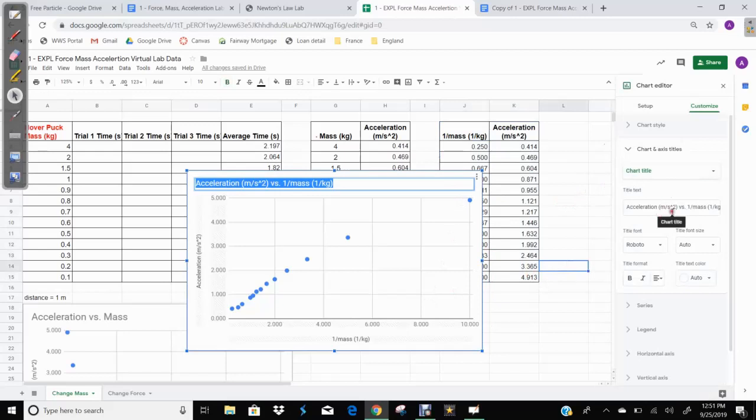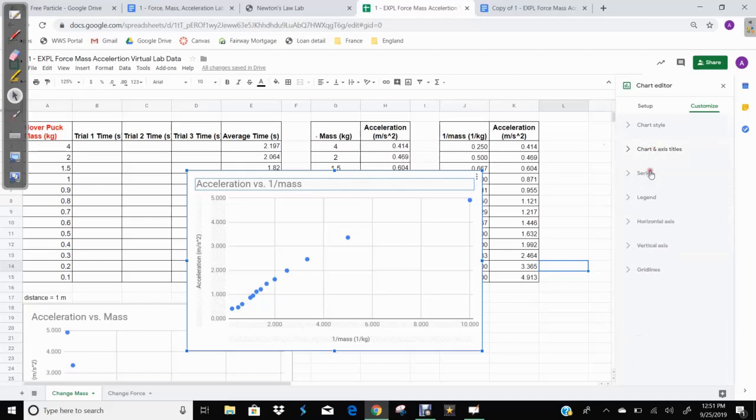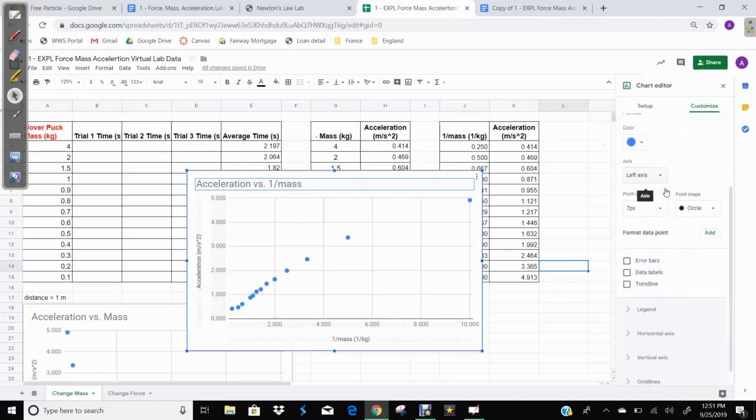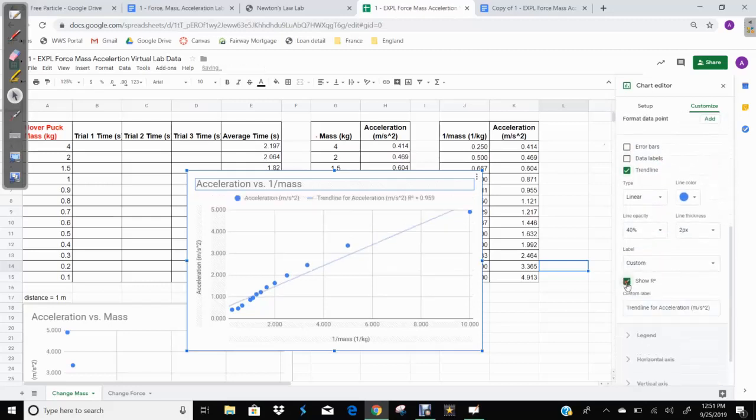Our chart title, we want to get rid of the units. We don't need those in our chart title. Get rid of that. And then it looks like our horizontal axis and our vertical axis are fine. So we'll go ahead and move on and click on Series. And then we're going to go to trend line. We want that to be linear, and I want to show the r-squared value.